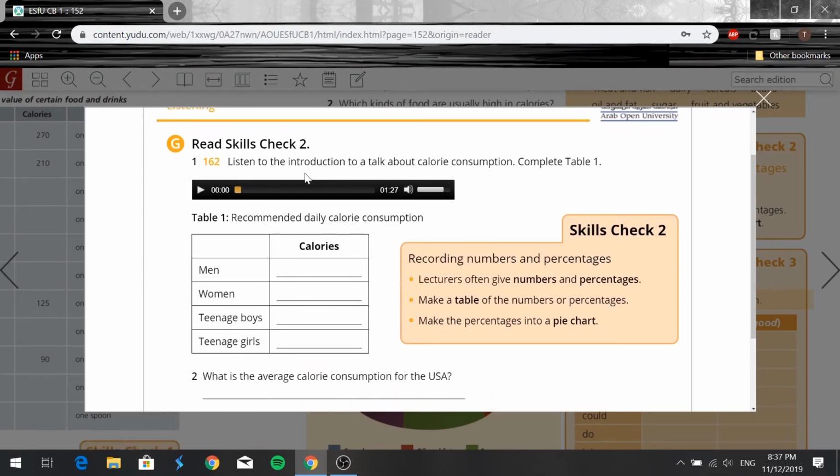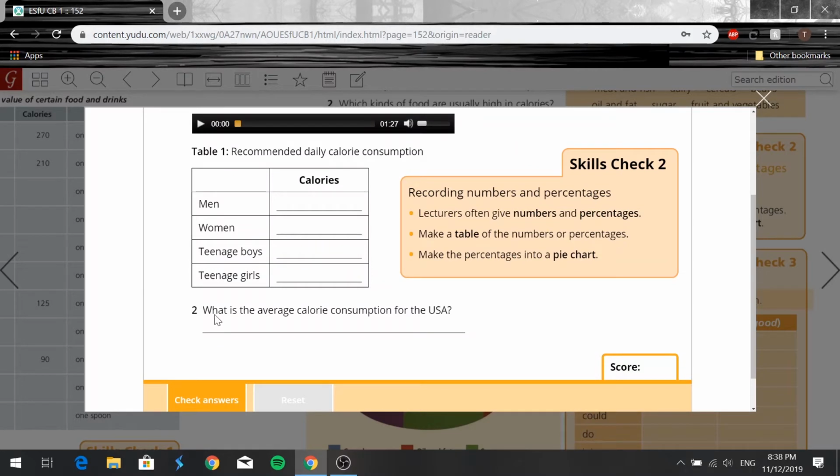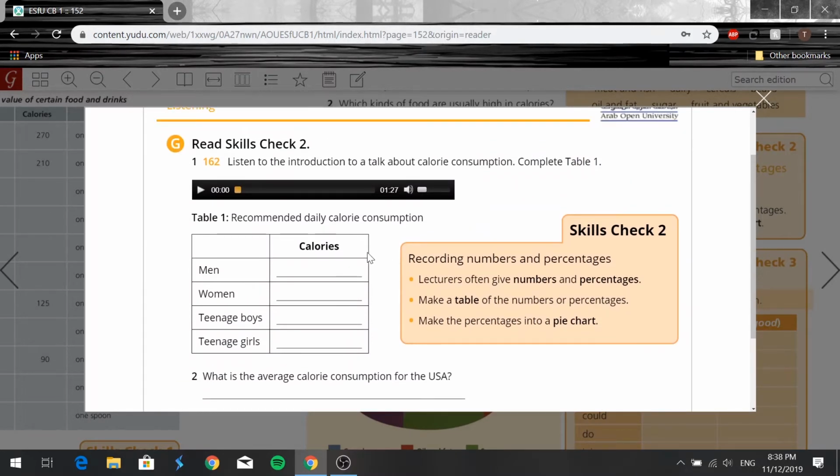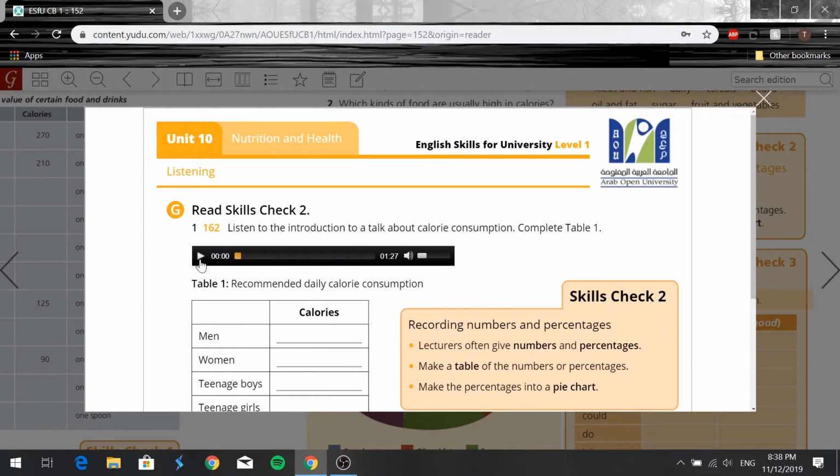Here we have: listen to the introduction to a talk about calorie consumption. So we're going to listen to a talk about calorie consumption, and then we'll complete the table. These are the recommended daily calorie consumption. So we're going to complete these and answer the second question, which is: what is the average calorie consumption for the USA? Okay, so ready? Here we go.